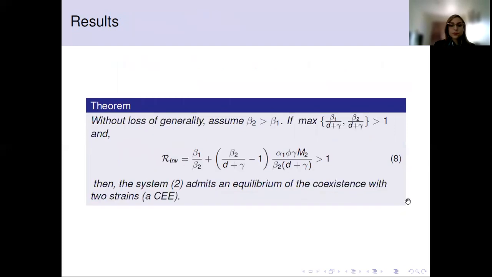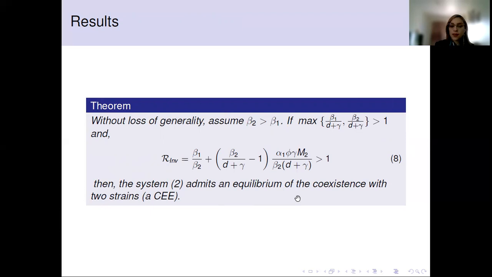After that, we can assume that one strain is stronger than the other. So if this condition is satisfied and this one, then we could show that we have another equilibrium in the interior of the invariant positive region for the system. We call it the coexistence equilibrium.